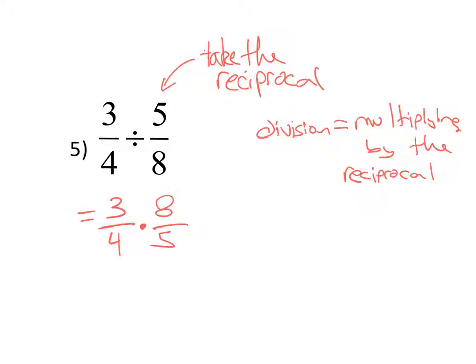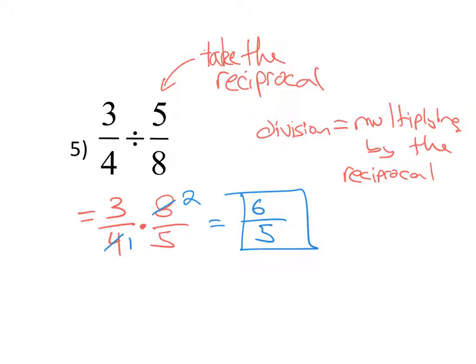Okay, so let's see here. Now I can try to reduce, and so what we've got here is that the 8 and the 4 can both be divided by 4, actually. So we're going to, 8 divided by 4 is 2, 4 divided by 4 is 1. I'm just reducing diagonally there. And that's going to give me 3 times 2 is 6, over 1 times 5 is 5, all right, and 6/5 doesn't reduce. That's my final answer here.